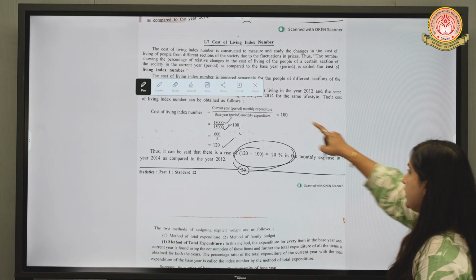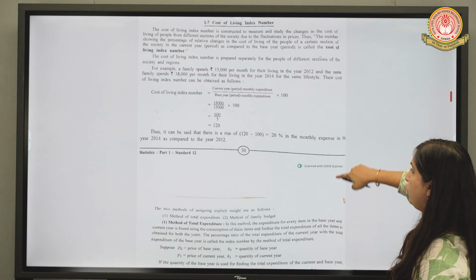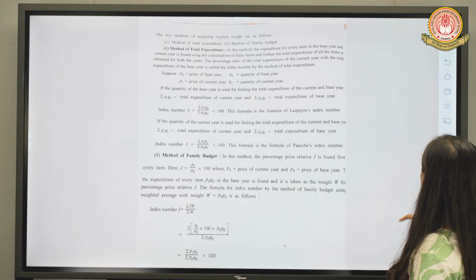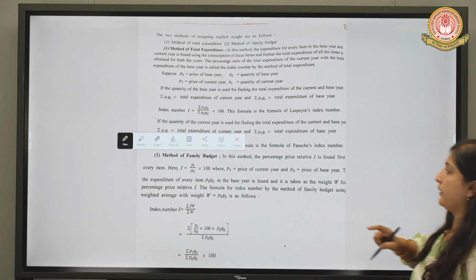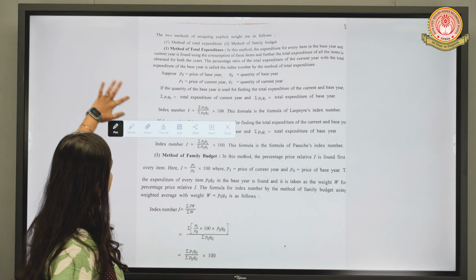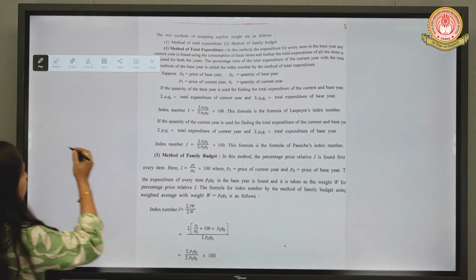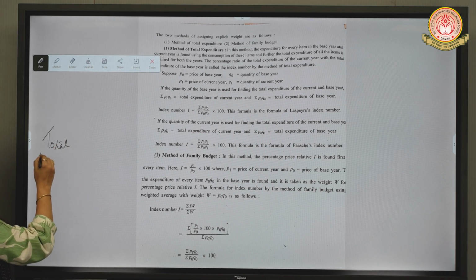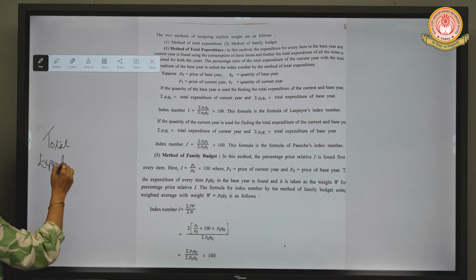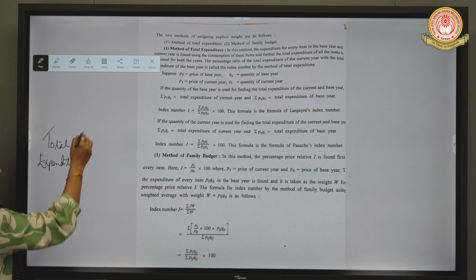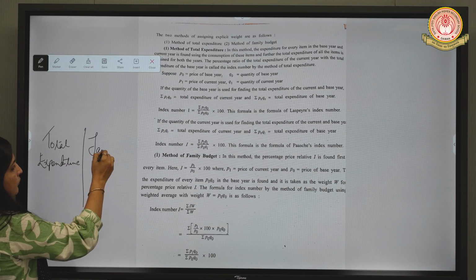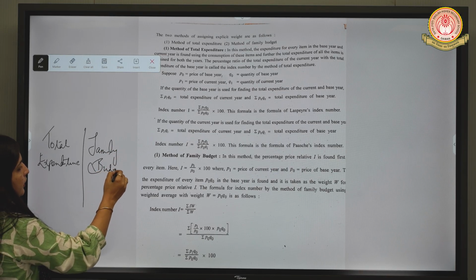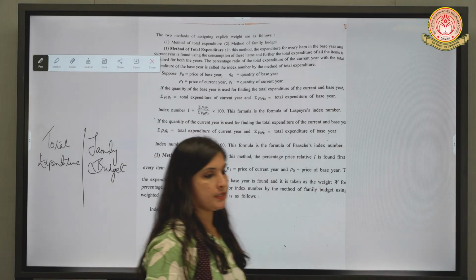Okay. To find this cost of living index, we have two methods. To find this cost of living index, what do we have? We have two methods, and the two methods are the total expenditure method and the other one is the family budget method. Okay, so two methods we have.